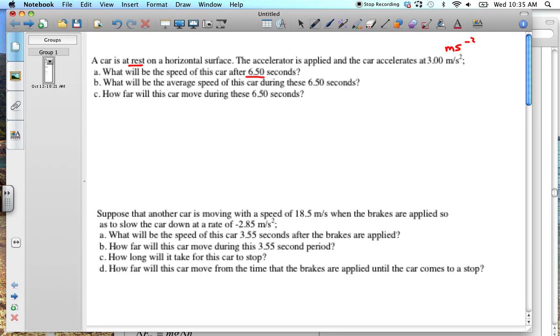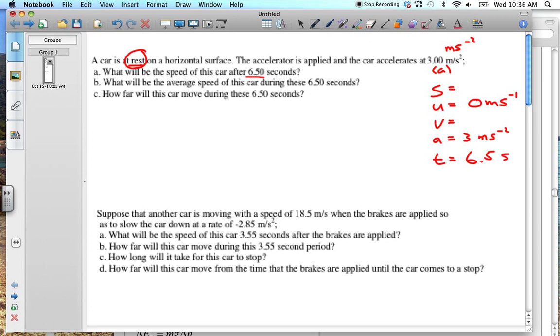Now it's important that you bear in mind always your S, your U, your V, your A, and T. We are always dealing in this type of motion in a straight line, and our A is constant. And we are actually told that, aren't we? This is our A here, so identify that that's 3 meters per second to negative 2. We also get told something by this word at rest. A car is at rest, telling us that our initial velocity is 0, so we write that in. And we're also told the speed of the car after 6.5 seconds, so we're told 6.5 seconds.